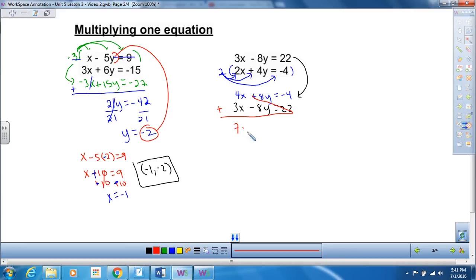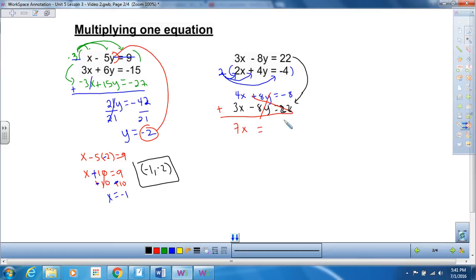So 7x, let's cancel, equals, and again, I messed up. So this should be negative 8. I will say that most of these come out as whole numbers, so if you don't get a whole number, then you know you probably did something wrong.